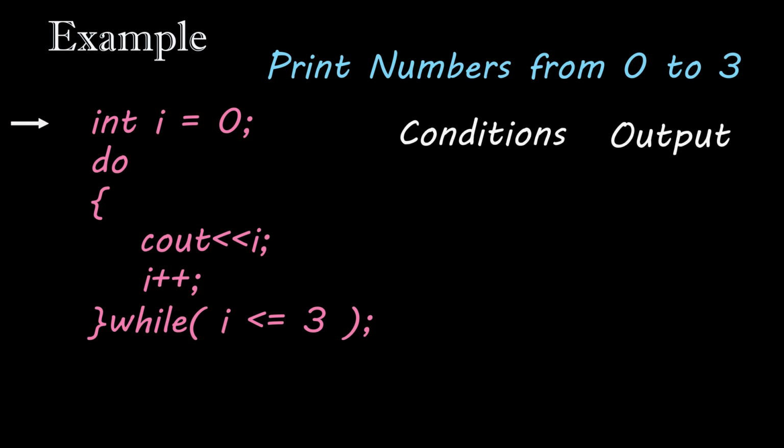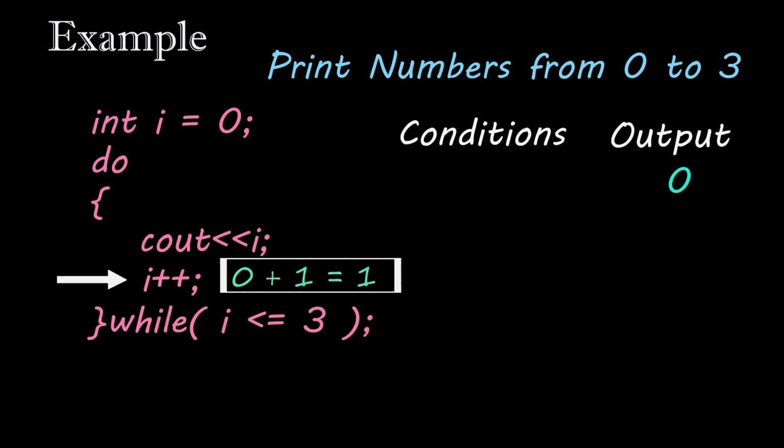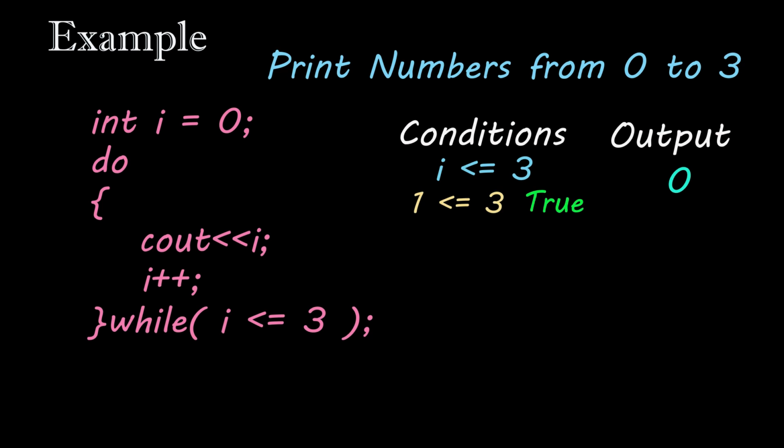First of all, on the first line, i is 0, then it goes there, prints i, which is 0. Then it goes to the next line. Increments i, so i becomes 1, 0 plus 1 is equal to 1. Then it checks the condition. Is i less than or equal to 3? As i is 1 now, we check: is 1 less than or equal to 3? Yes, it is true. So, it goes above in do. Prints i, which is 1. Then it increments i. It becomes 2 now.